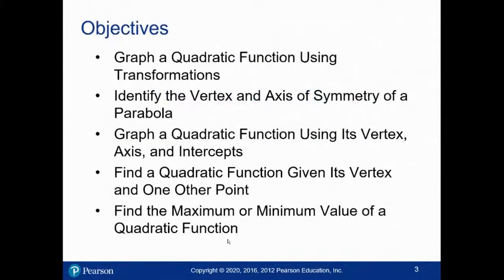Okay, so by the end of this section, we should be able to graph a quadratic function using those transformations, the horizontal shifts, the vertical compressions, all of that stuff. Identify what are called the vertex and axis of symmetry of a parabola. Remember, we have introduced this term before. The quadratic function is something that looks like y equals some kind of thing involving x squared.